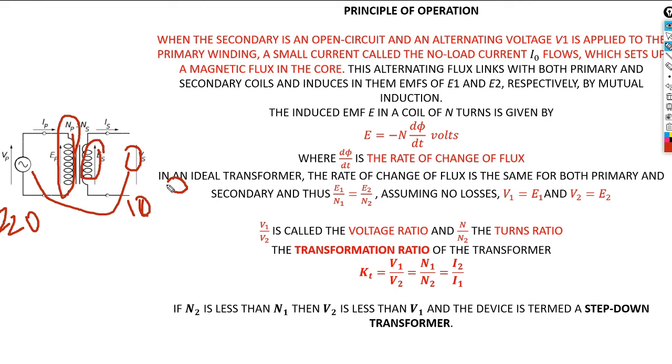So already this transformer becomes what? A step-down. And by the number of turns, you can determine that if N2 is lesser than N1, this transformer is a step-down. If V2 is less than V1, it's a step-down transformer.